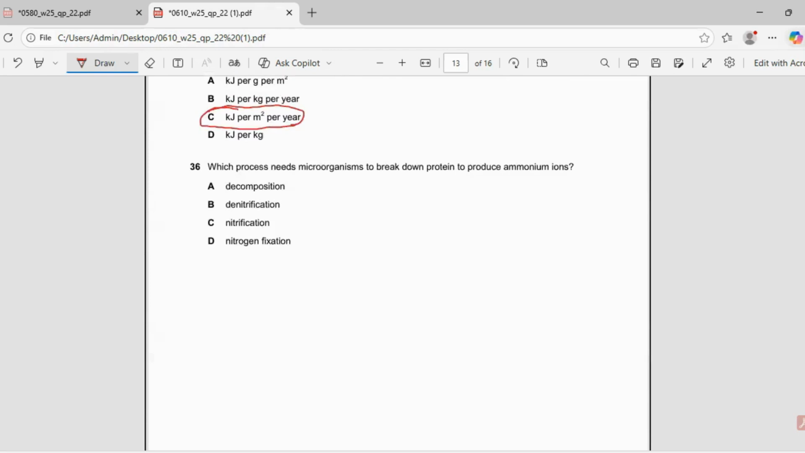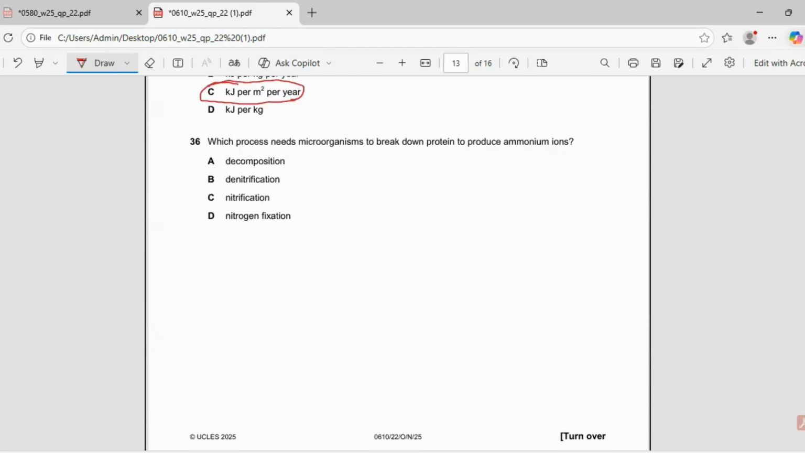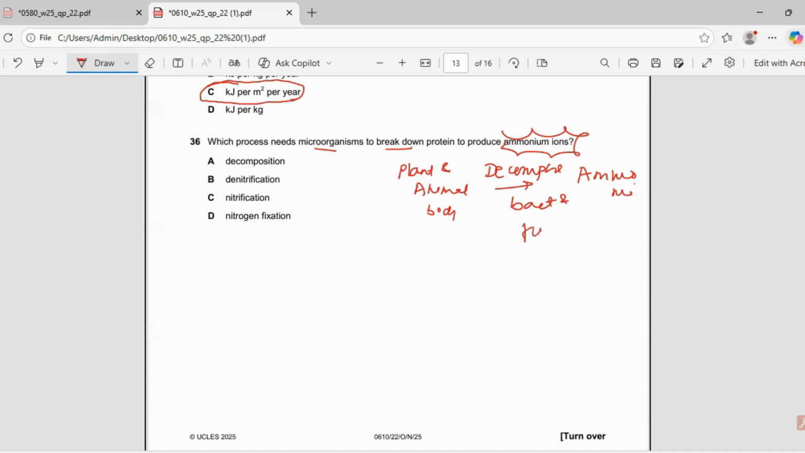Coming to the next question: which process needs microorganisms to break down protein to produce ammonium ions? First, just highlight what the process is. When plant and animal bodies decay, they are made up of protein. When they decompose, ammonia is produced, and this is done by bacteria and fungi. It is a part of the nitrogen cycle, so the answer will be decomposition.